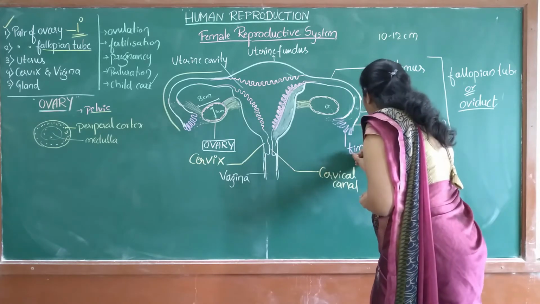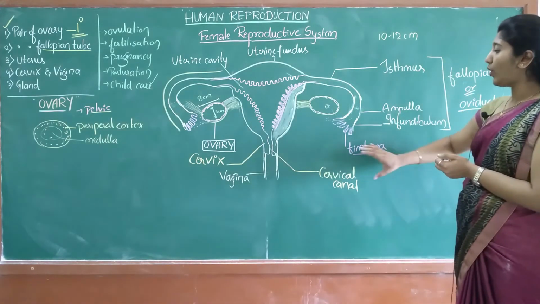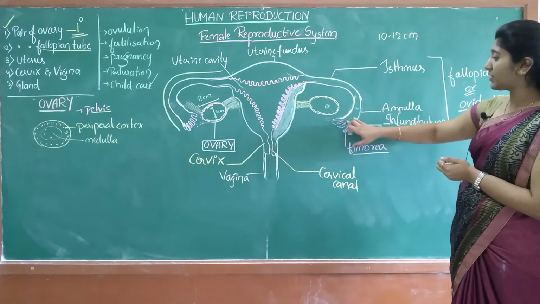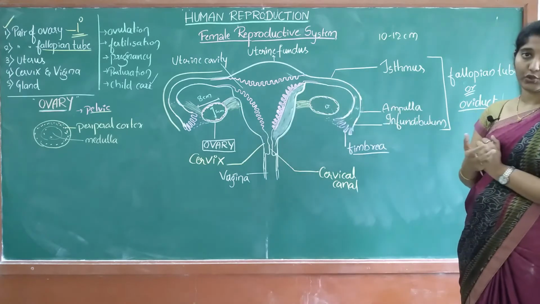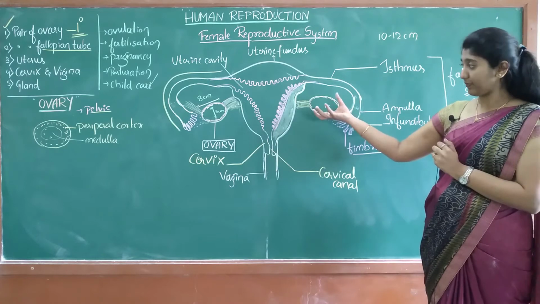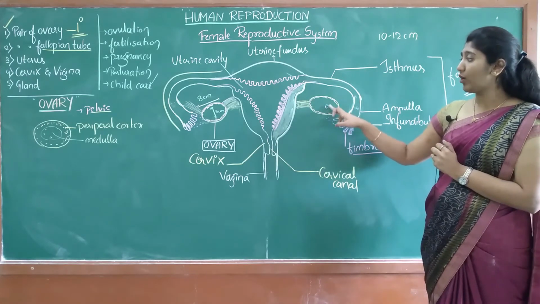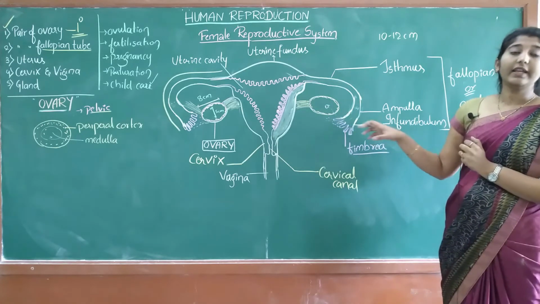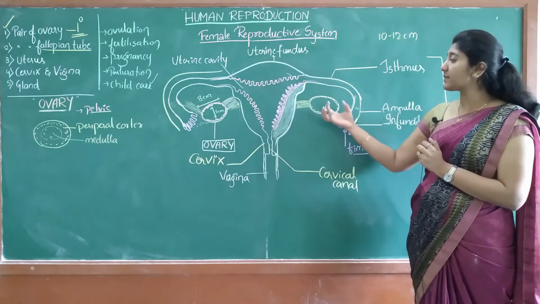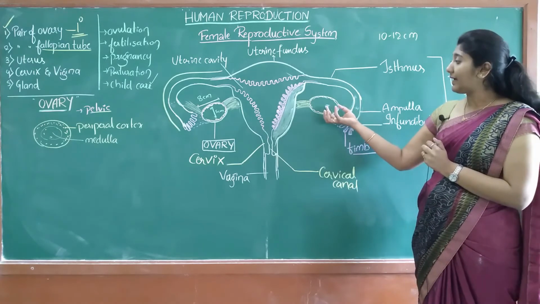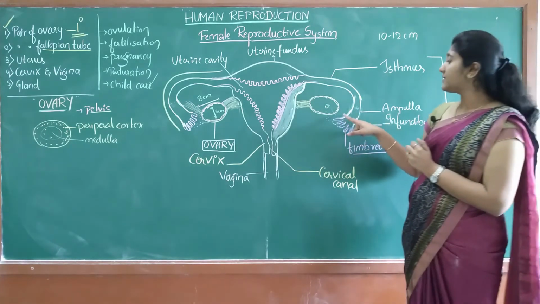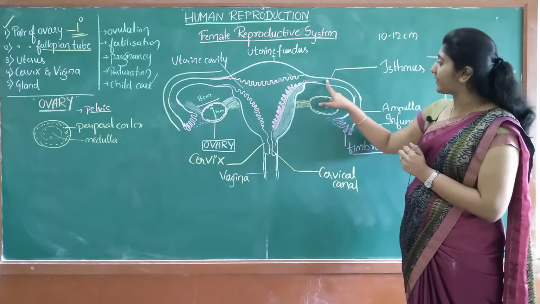Fimbriae. Okay. This is very important. What is the function of these finger-like structures which are present in the oviduct or fallopian tube? They are responsible for taking the ovum from the ovary. The movement of the fimbriae creates some suctional power that catches the ovum from the ovary, and this fallopian tube carries the egg.